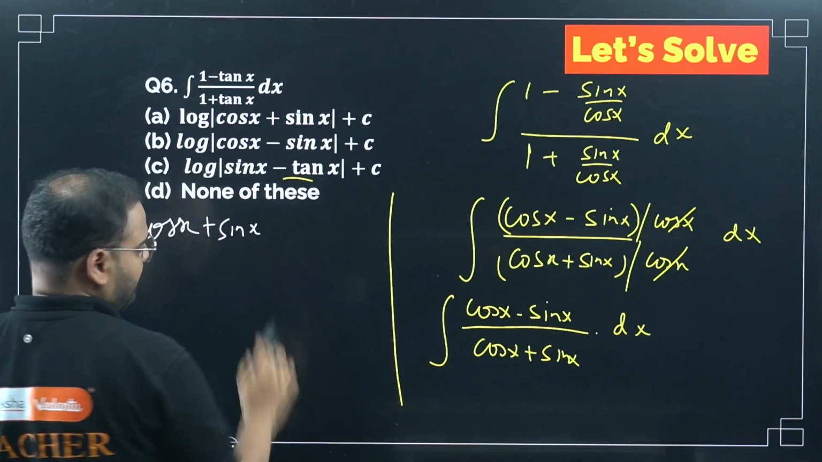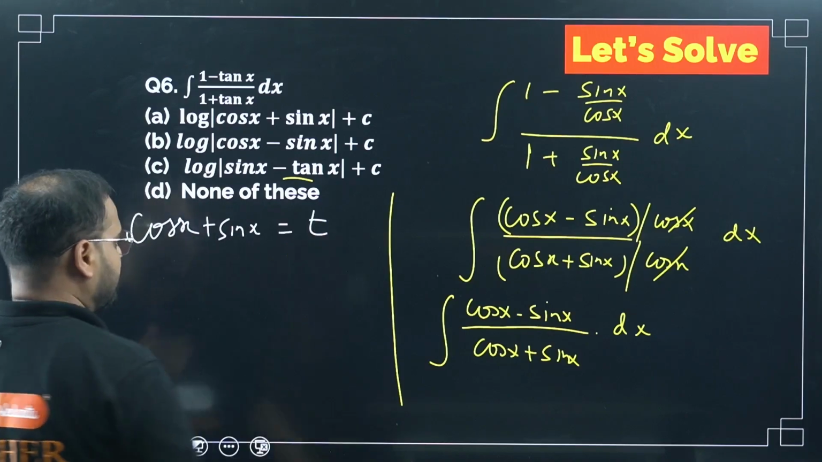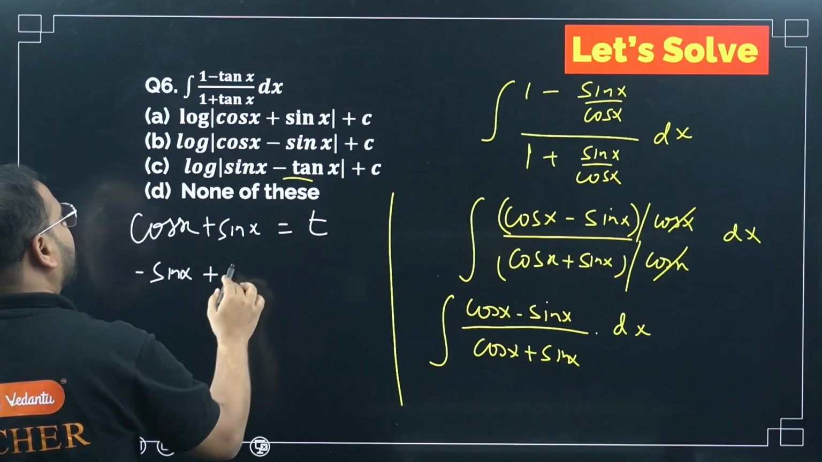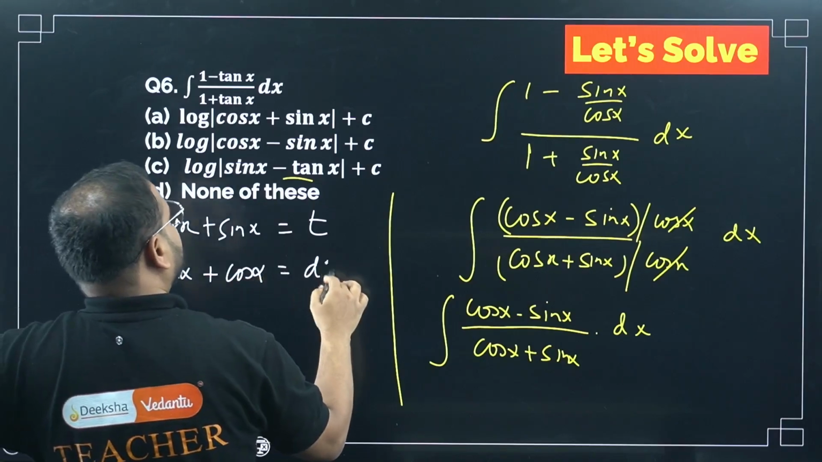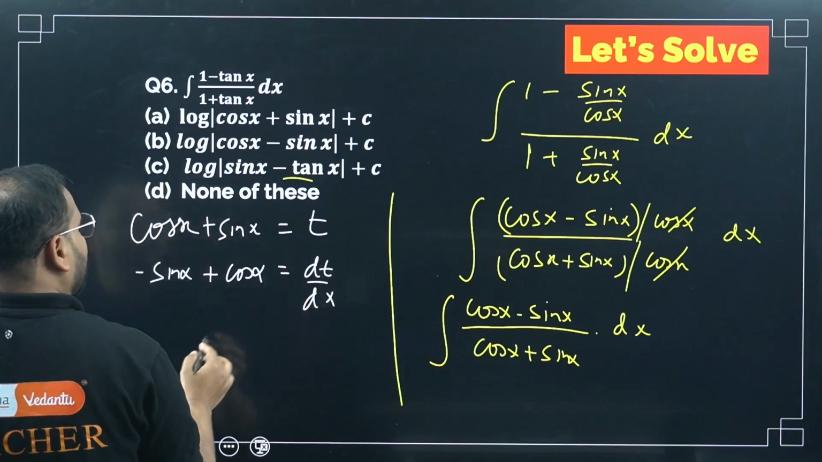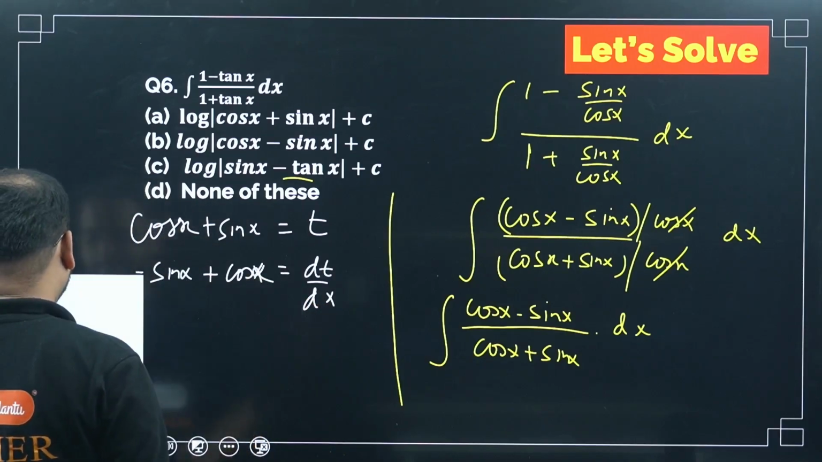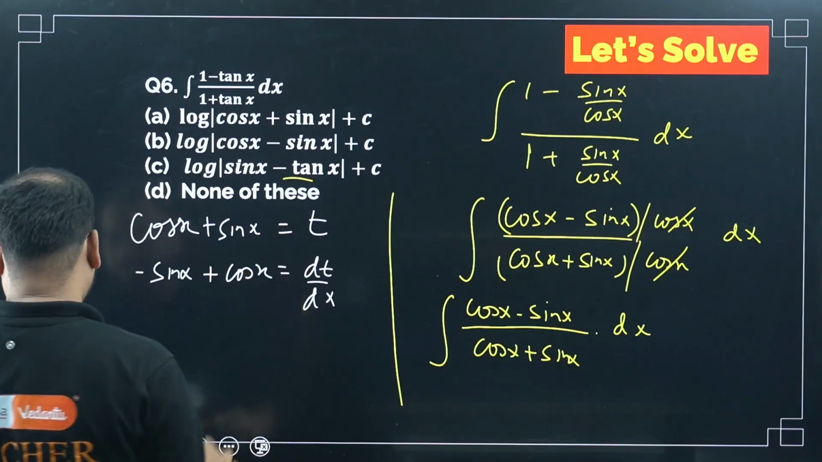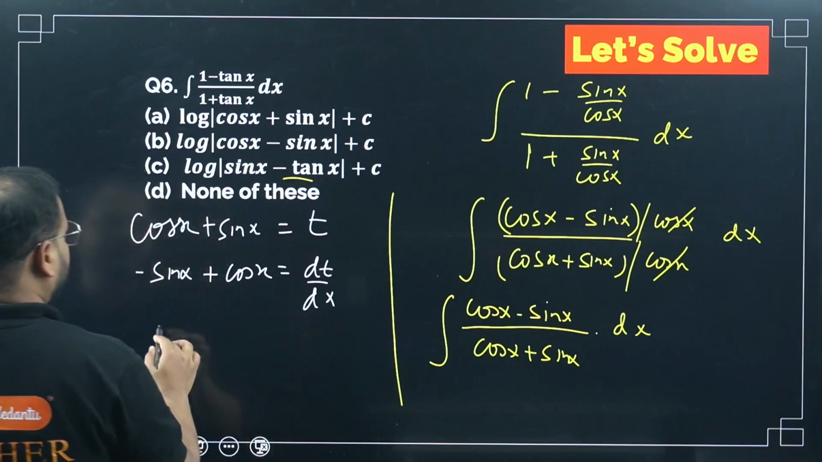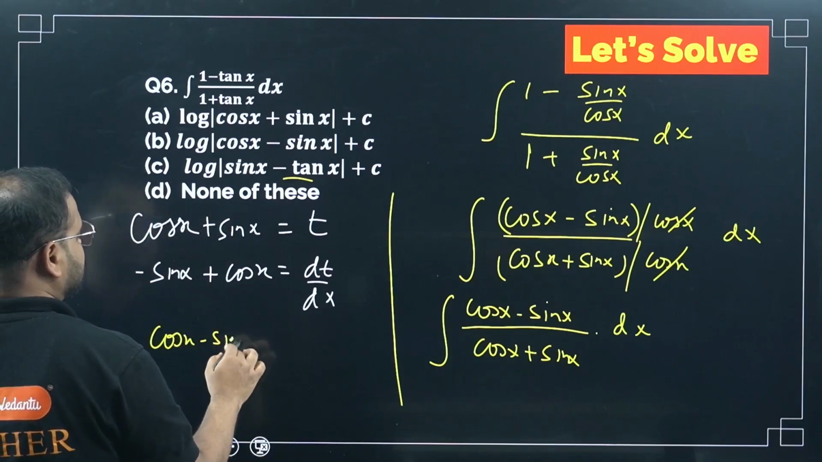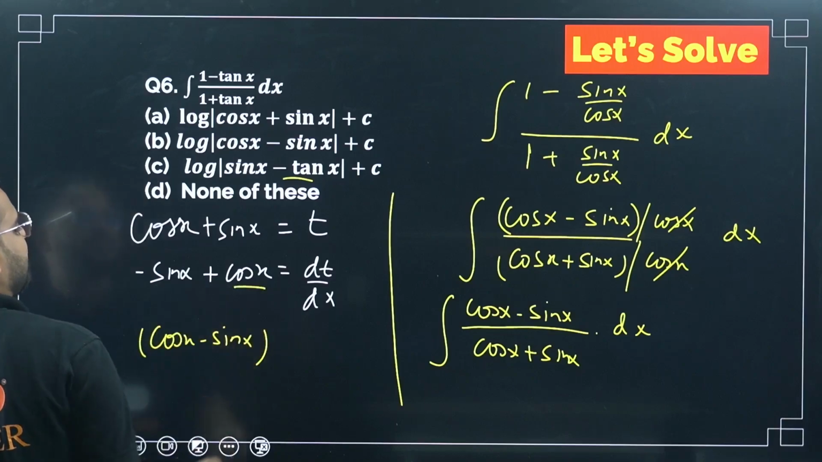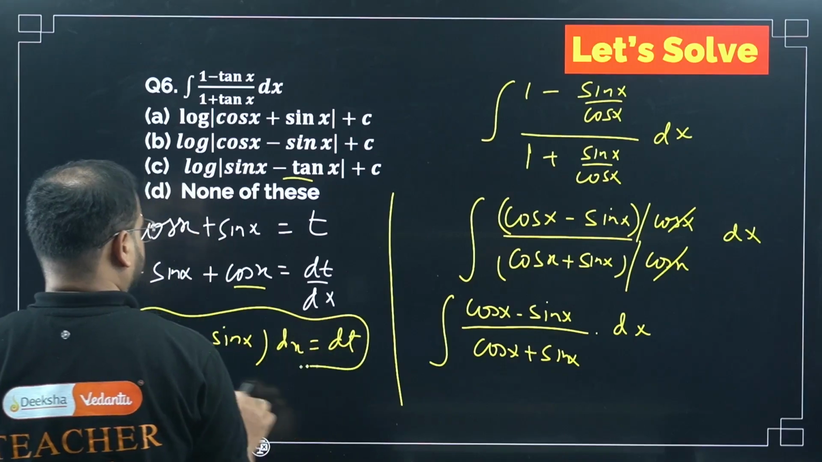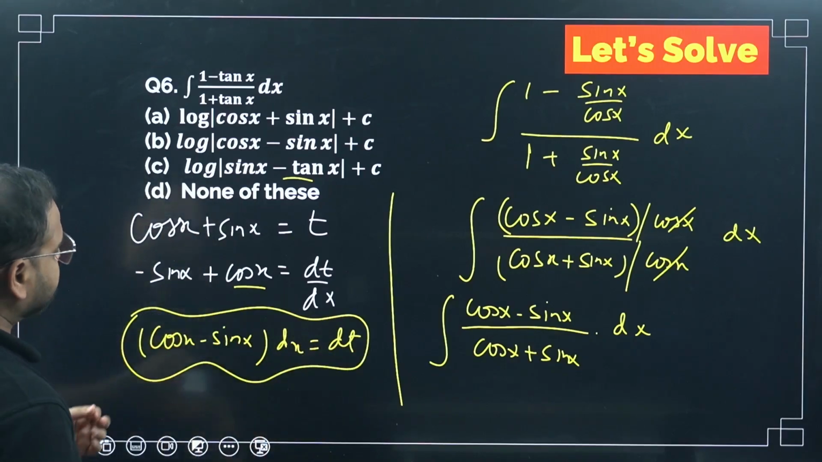Take cos x plus sin x as t. What is its differentiation going to be? Differentiation of cos x will be minus sin x, and over here I'll have plus cos x, and over here dt by dx. Bring this over here. This is my x, this is not alpha, this is my x only. What am I getting over here? Please check. I'm getting cos x minus sin x times dx equals dt.